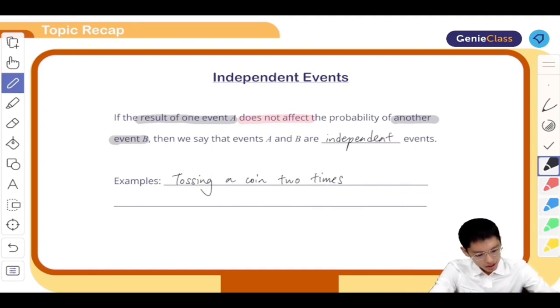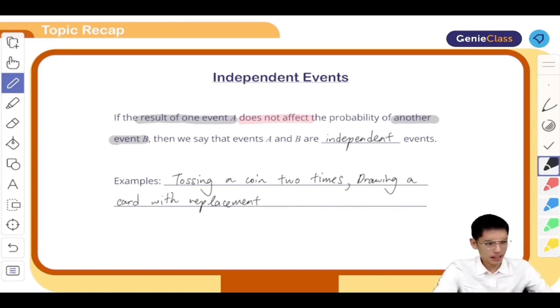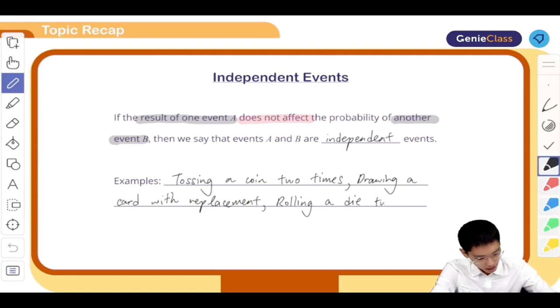Since Denise has said this, let me write it down. Drawing a card with replacement. Take note, it should be the same card. Anybody else wants to try? I think we're a little bit out of examples for that, so let me give one more. Suppose you are rolling a die 2 times. That's also one particular example that we can look at.